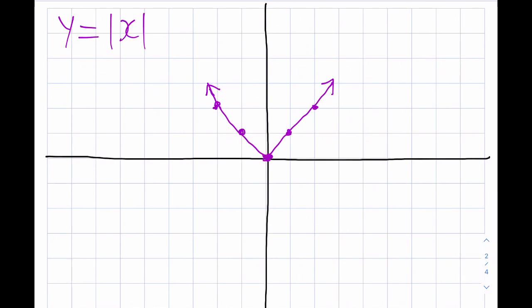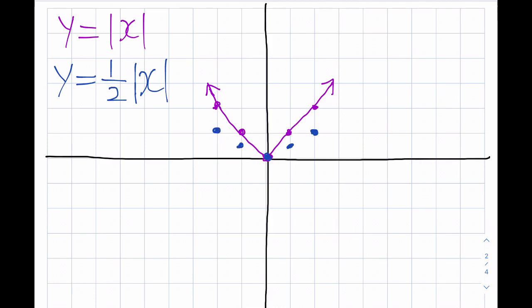Alright guys, now let's try to vertically stretch this function by a factor of 1 over 2. So our equation of that function will be y equals 1 over 2 times the absolute value of x. Now let's plot the points. When x is 0, y will be 0, so its origin will be right here too. When x is 1, y will be half, so it will be here. And when x is 2, y will be 1, so y is going to be here. When x is negative 1, y will be half. And when x is negative 2, y will be 1.